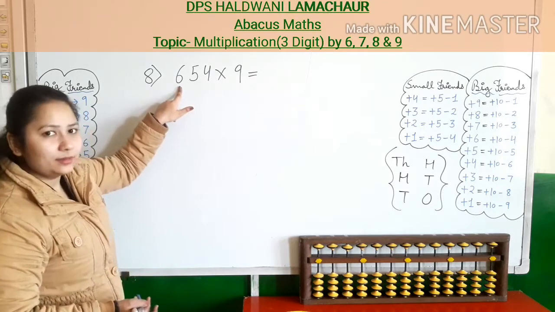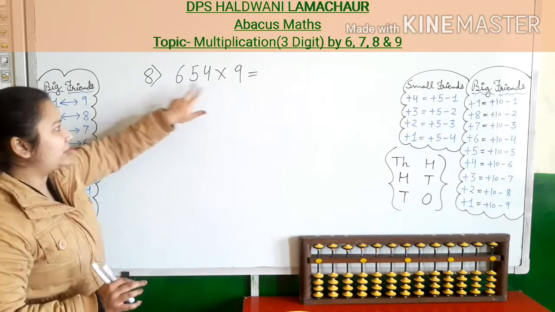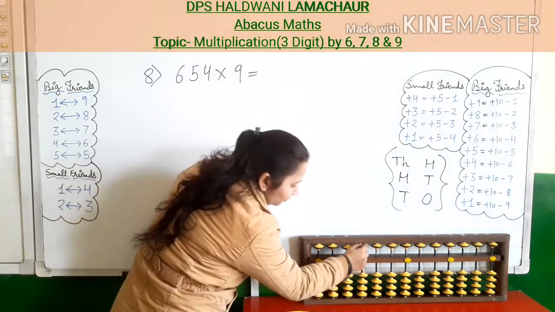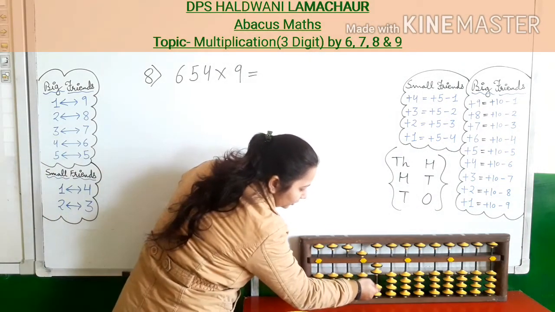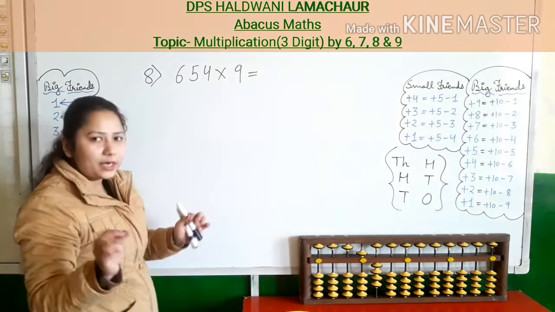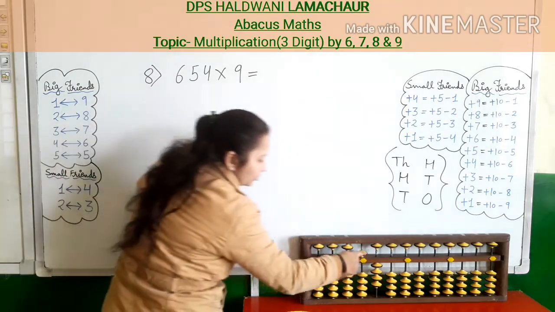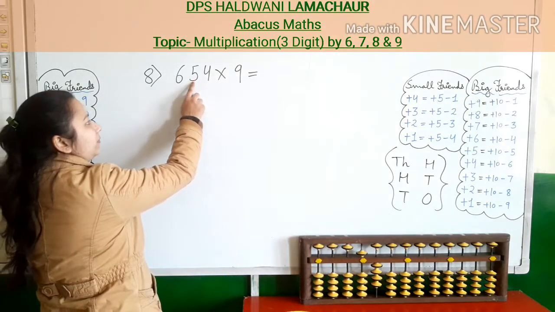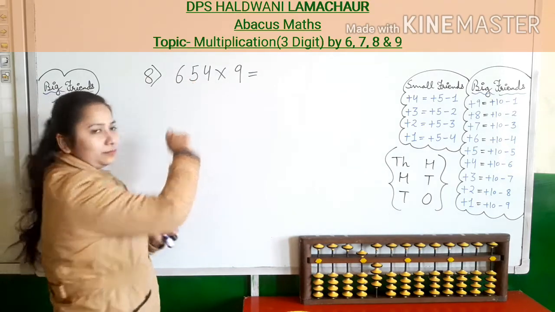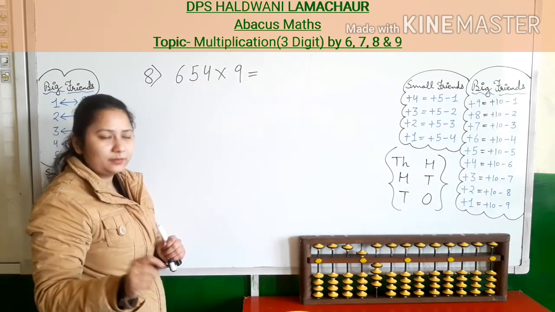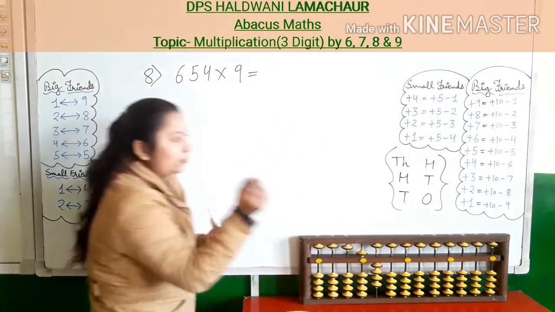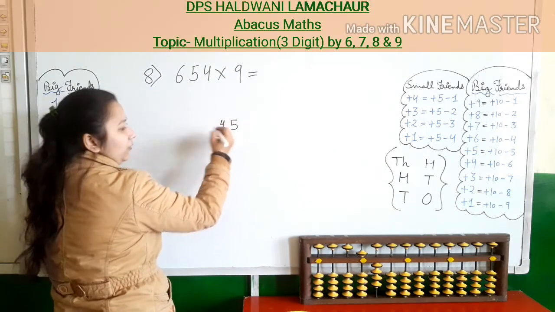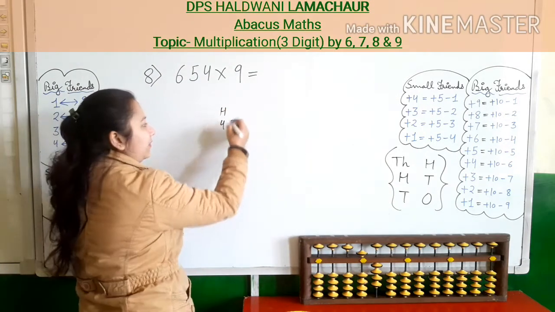First of all, multiply the first digit with 9. So 9 6s are 54. Now 5 in the thousands rod and 1, 2, 3, 4 in the hundreds rod, because you start your calculation from the thousands rod. Next, 5: 9 5s are 45. Now 45, 4 will go in the hundreds rod and 5 will go in the tens rod.